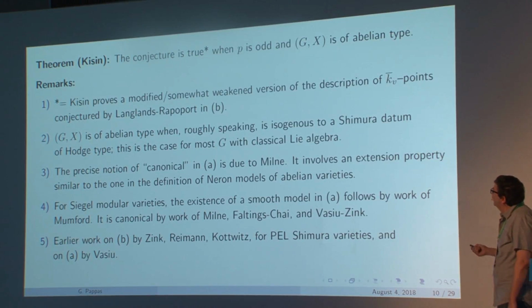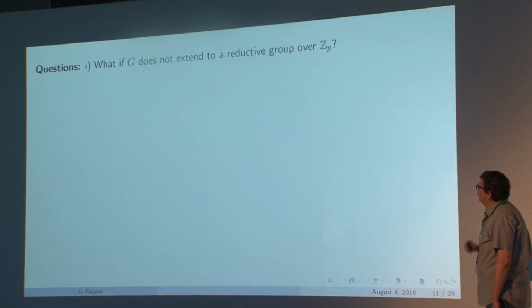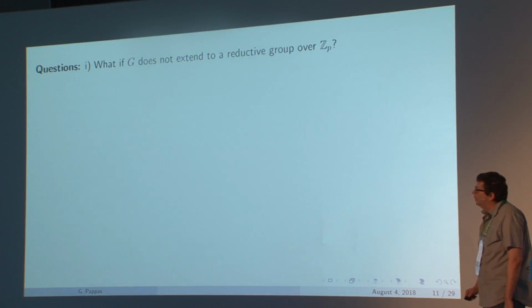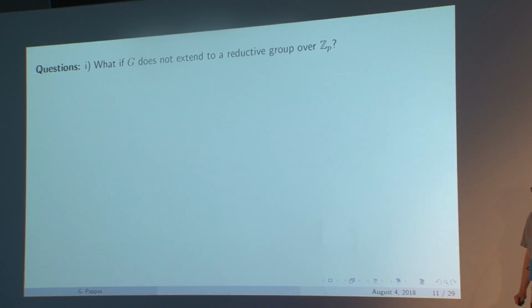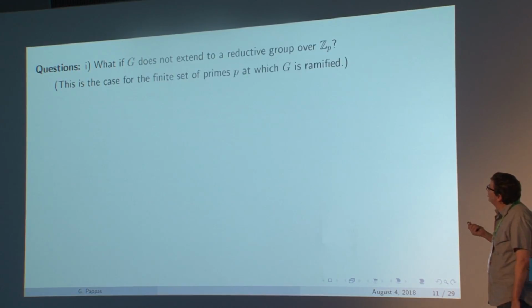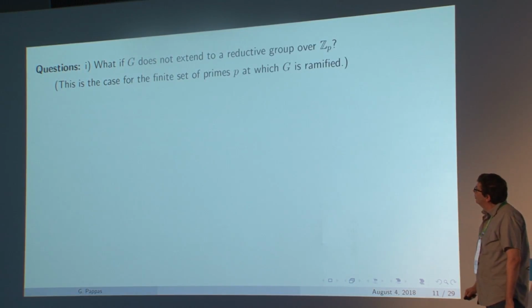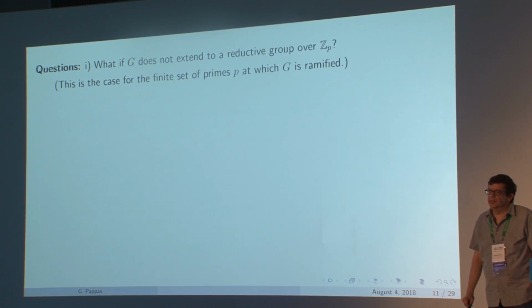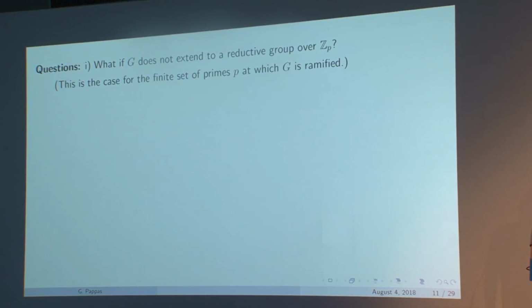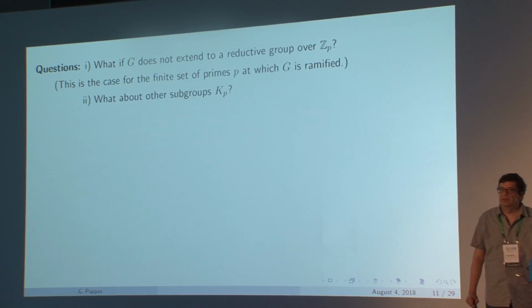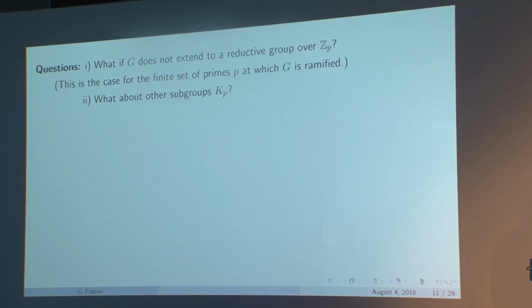And now I will continue with the following questions. What if the group does not extend to a reductive group? So this is going to be the case for a finite set of primes at which the group is ramified. Of course, the previous theorem takes care of the infinite set of primes, but there are still these nasty primes you still have to worry about. And what about other subgroups, K_p, not just the points of the extension of the group, but deeper level subgroups?